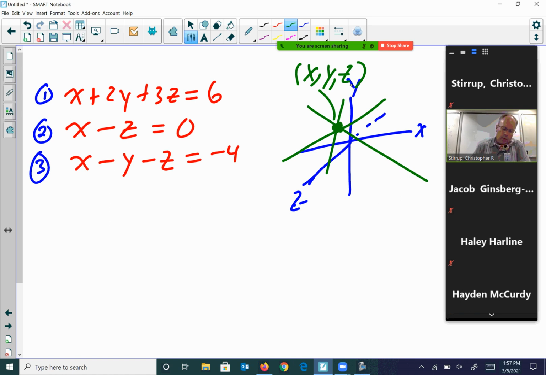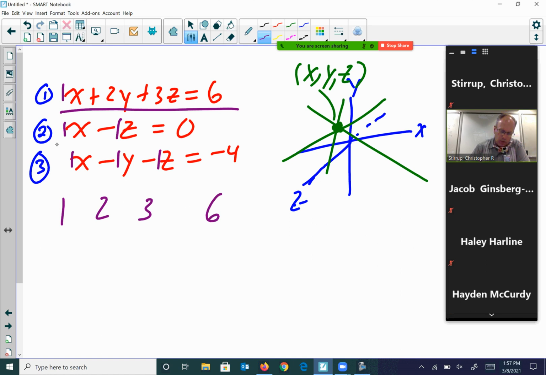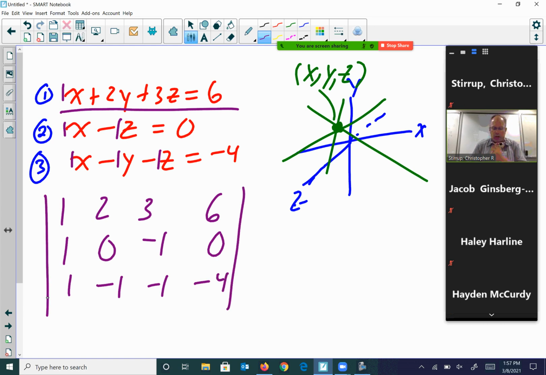So what we're going to do is create a matrix based off this. In front of any letters that I don't have a number in, I'm going to make sure I have a 1. And I have an x column, a y column, a z column, and then I have a constant column. So looking just at this row, I have 1, 2, 3, 6. In the next row, I have 1, 0, negative 1, 0. In this last row, I have 1, negative 1, negative 1, negative 4. So this is the matrix.